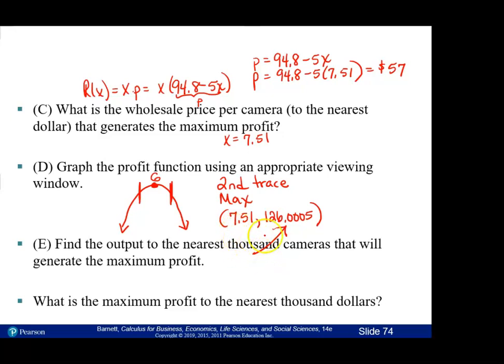So for part E, you're going to say 7.51 million cameras is going to generate the maximum profit, and then we'll call part F the maximum profit that we actually would make.